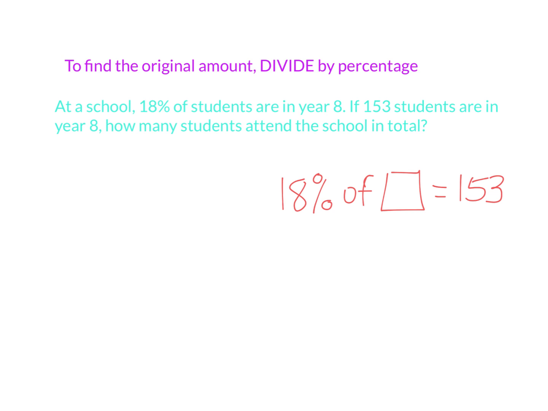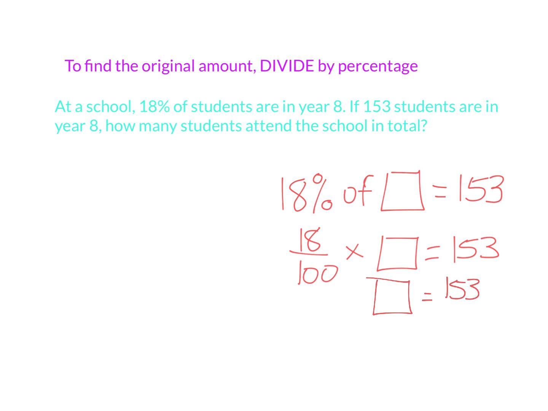So let's write in what we know. We know that 18% is 18 over 100. We know that of means times. So this is just an equation. Now you've solved equations like this before. If you want to find an unknown that has had an operation performed on it, you just undo the operation performed on it. So the way that I undo timesing by 18 over 100 is dividing by 18 over 100. That's why we need to divide here. So what goes in the box is just 153 divided by 18%. Of course, 18% is 18 over 100. So putting that in our calculator, we get 850.